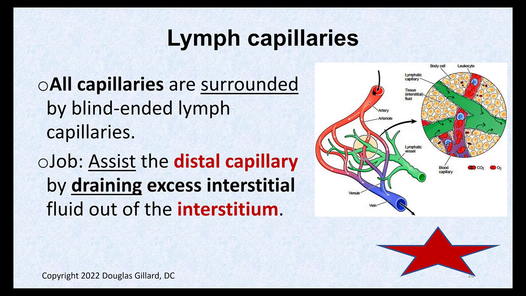Let's not forget our friends, the lymph capillaries. Lymph capillaries are dead-ended. They're a blind-ended tube, not a continuous tube like our regular capillaries. Blood comes in one end and goes out the other. Not true with the lymph system. Lymph capillaries are always entangled within capillaries. Authors don't draw them that much, but they're really important. Everywhere you have a capillary, you have a lymph capillary entangled with it.